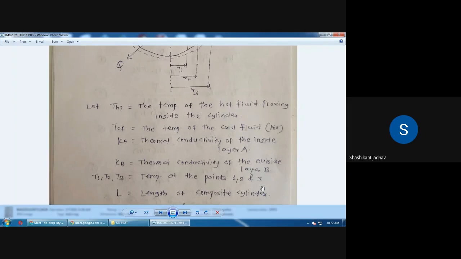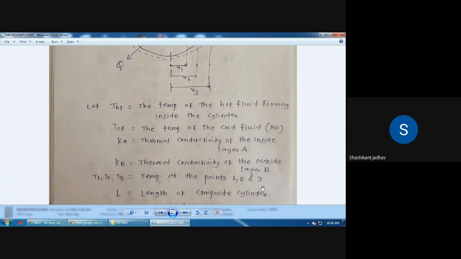Thermal conductivity of the outside layer B. Then T1, T2, T3 is equal to temperature at the points 1, 2 and 3.